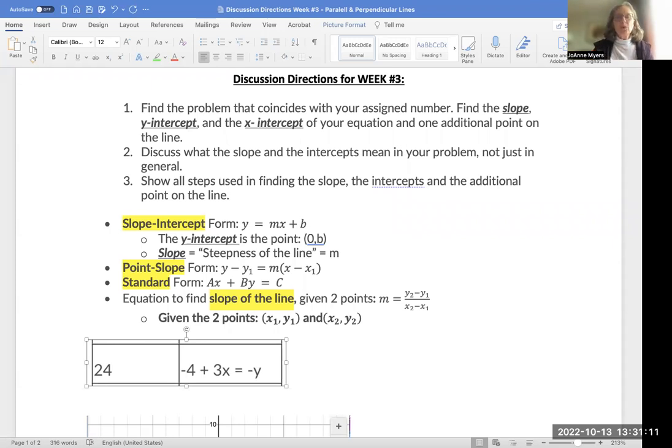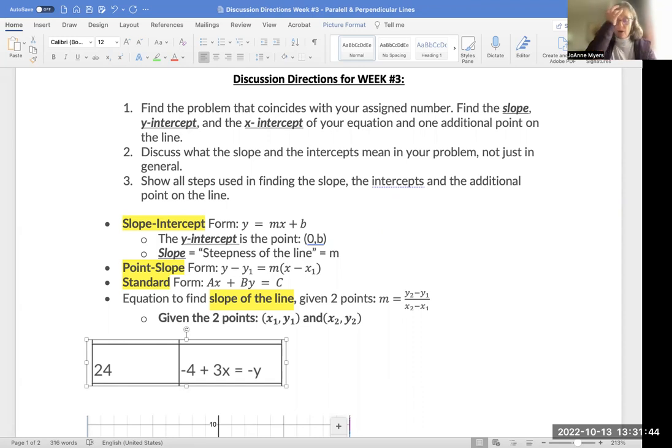This is a quick tutorial and heads up for week number 3, the discussion. You're asked to find the problem that coincides with your assigned number, then find the slope, y-intercept, and x-intercept for your equation. You're also asked to find one additional point on the line. Then discuss what slope and intercept mean with respect to your problem, not just in general. And then third, show your steps in finding your slope, the intercepts, and your additional point.